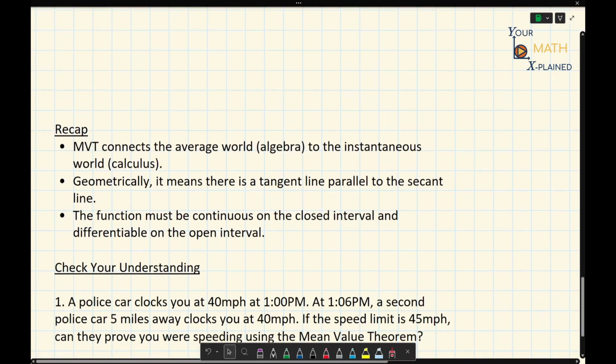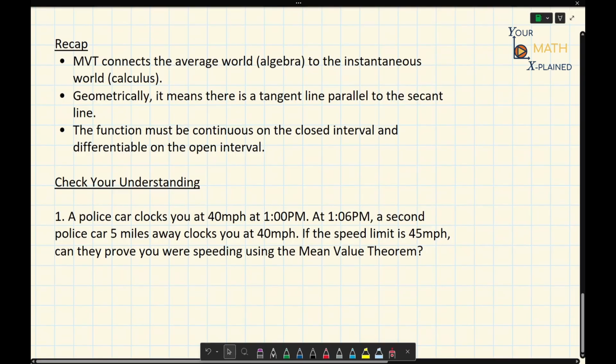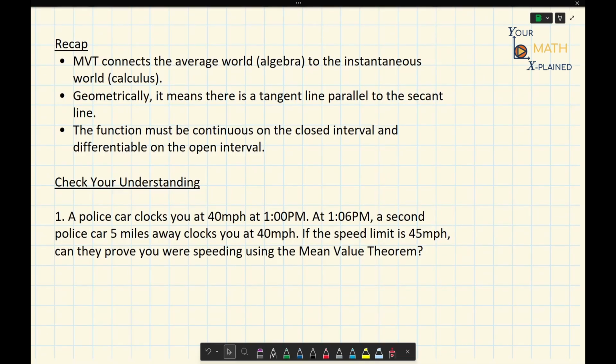And now let's do a quick recap of what we covered in this video. We went over the mean value theorem, which connects the average world to the instantaneous world. And geometrically, it means that there is a tangent line that is parallel to the secant line. But in order for us to use it, the function must be continuous on the closed interval and differentiable on the open interval.